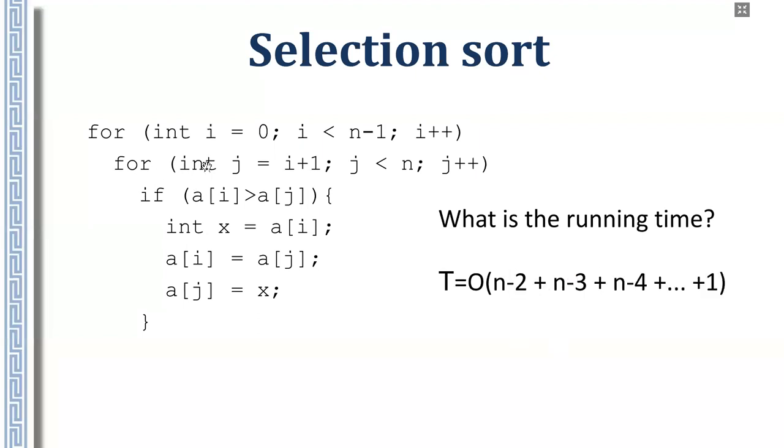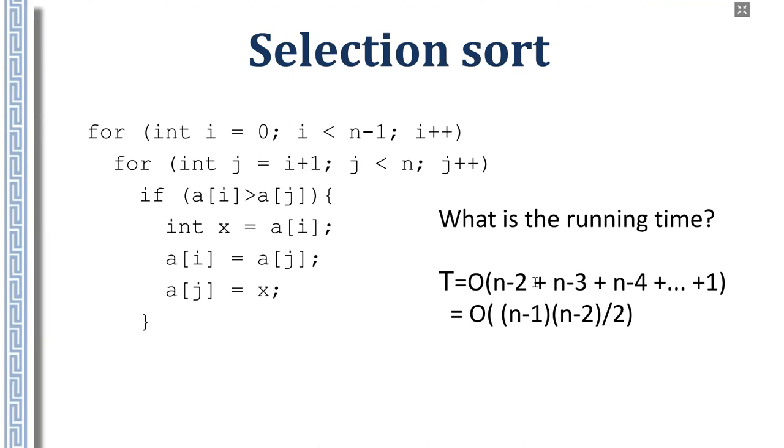So we can say that the inner for loop has, firstly, n minus 2 steps. The second time, it is n minus 3 steps, then n minus 4 steps, and so on. So totally, the total number of steps for all for loops is this sum. Let's look, what is the sum we have?